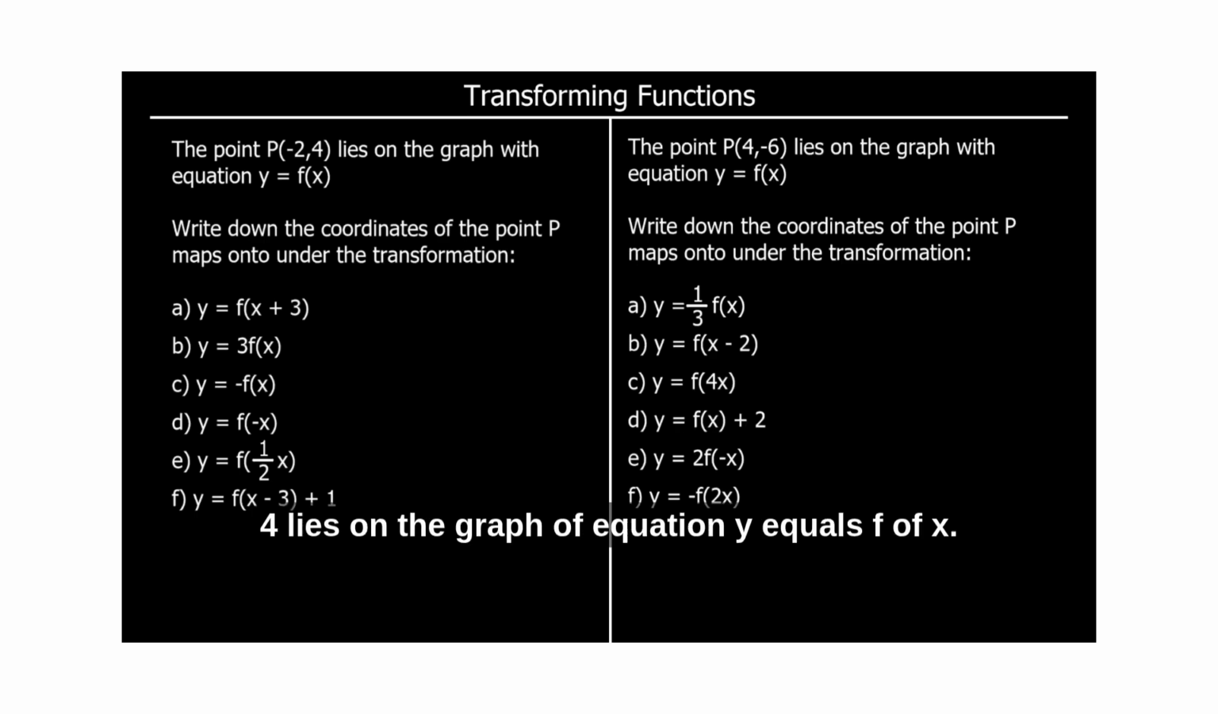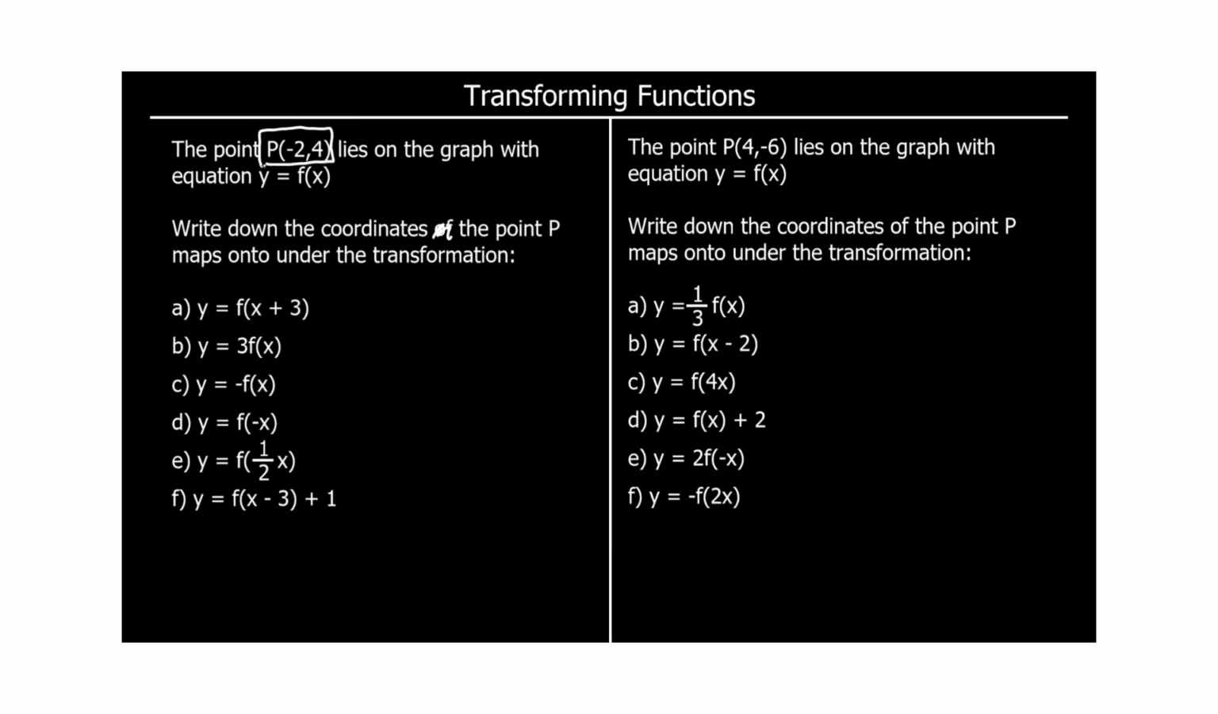The point negative 2, 4 lies on the graph of equation y equals f of x. Write down the coordinates of the point P, the point P maps onto under the transformation. So what happens to P? It starts at negative 2, 4. It changes to the x, and it takes away 3. So it's take away 3 from all the x values. It moves 3 spaces to the left. It'll be at negative 5, 4. The y stays the same. The changes to the x only.